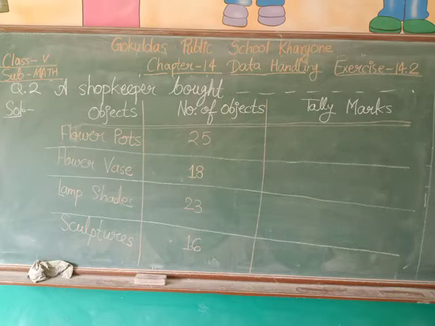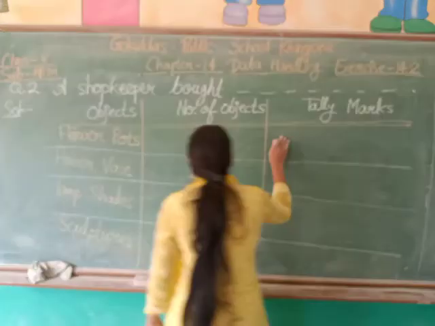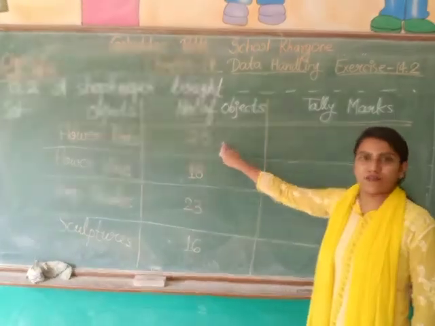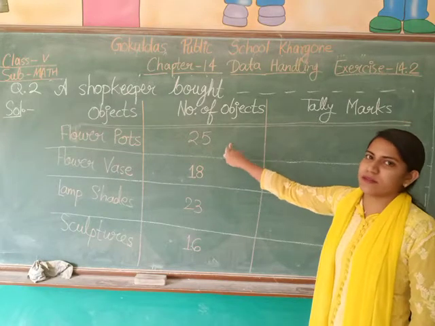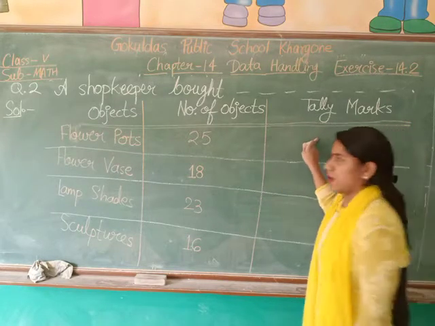Now what is our task according to the question? Our task is to represent the data by using tally marks. So we will draw tally marks. What is the number of objects? 25. So we will represent this 25 by using tally marks.